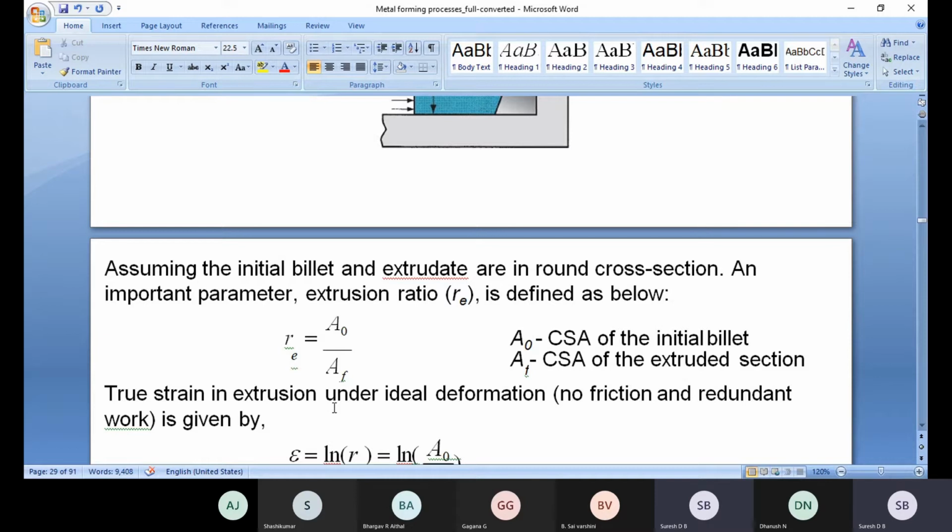In that case, how do we reduce the friction? By introducing lubrication between the die as well as the container. Then the billet material moves smoothly and slowly towards the rightward direction, and you can reduce the friction. That type of deformation or strain is called ideal deformation or true strain. True strain is when the material is deformed without any friction.